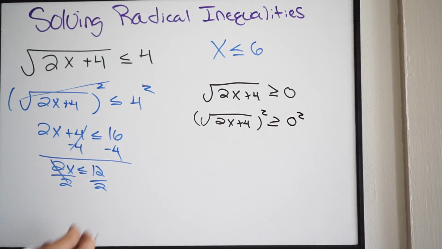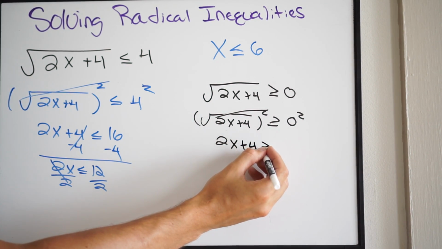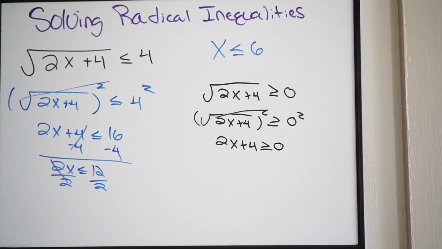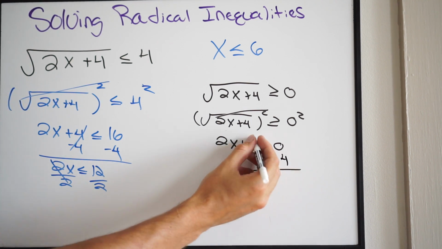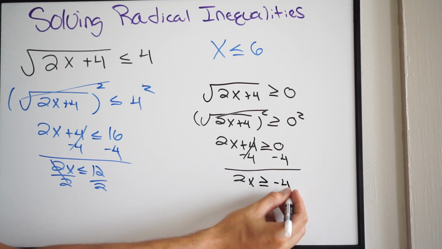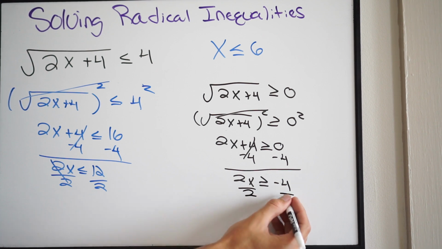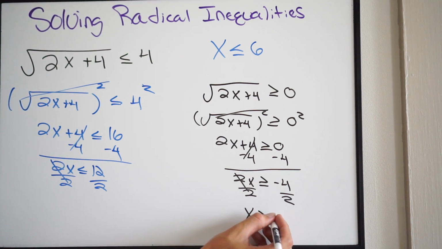This will naturally cancel out our square root, and we're left with 2x plus 4 is greater than or equal to 0. Subtract 4 on both sides, and we're left with 2x is greater than or equal to negative 4. Now we just want to divide by 2 on both sides. So we get x is greater than or equal to negative 2.